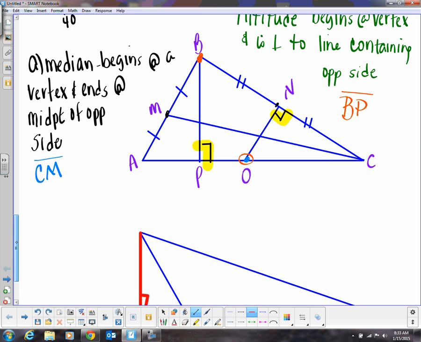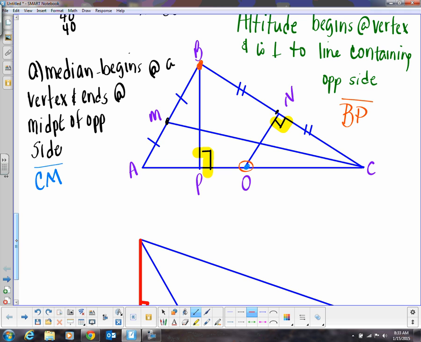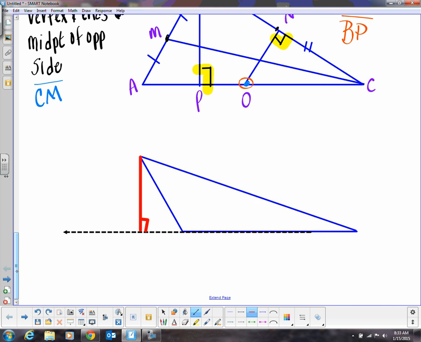Pardon? CM is a median. Yeah. Because it starts at a vertex and ends at a midpoint. Well, then what's an altitude? Altitude begins at a vertex, has to be perpendicular. So that does not start at a vertex, that does, and there's the perpendicular. The reason why we have to say line containing the opposite side is because in this obtuse triangle, I can't be perpendicular inside, I can only be perpendicular outside. So that's the only one. Wake up, please. Yeah, there's only one in there. That's something B. BP, Lizzie?